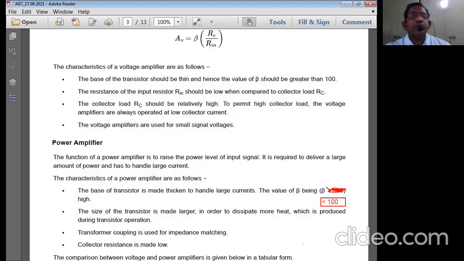So therefore, our intention is that RC should be high, and RE is going to be low, definitely, in comparison to RC. The beta value should be compulsorily greater than or equal to 100. So that means a high beta value we are going to consider.